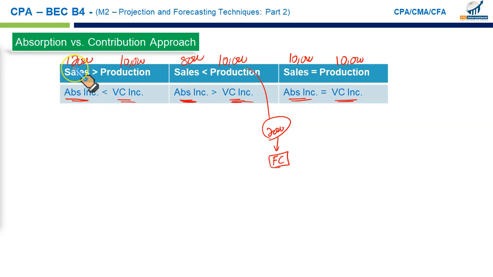And the reason I just told you is that these 2,000 units which were sold in the current period had fixed cost in them, and that fixed cost now gets expensed in COGS. Resultantly, absorption costing income would be lower, variable costing income would be higher.